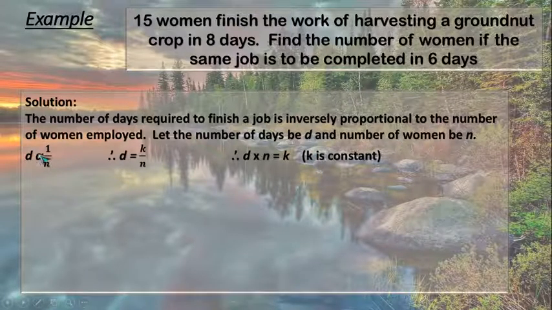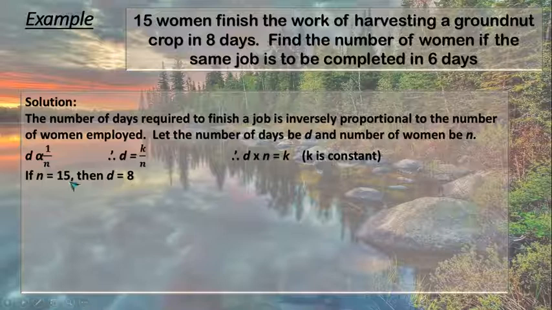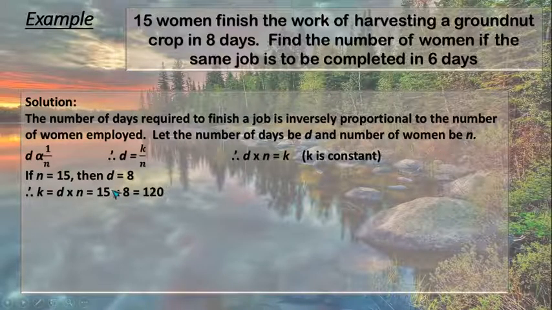D is inversely proportional to N. Therefore, D is equals to K upon N. Therefore, D into N is equals to K and K is constant. Now, if N is equals to 15, then D is equals to 8. Therefore, K is equals to D into N, that is equals to 15 into 8, that is equals to 120.